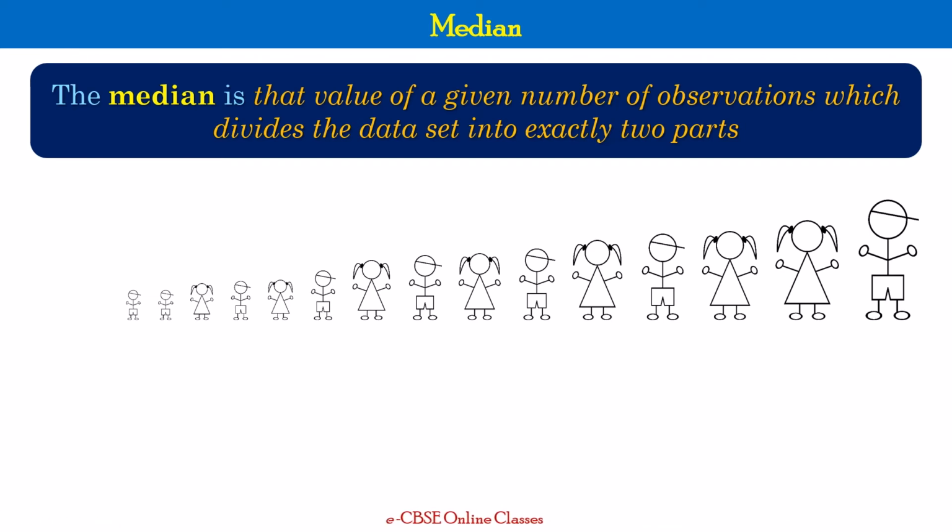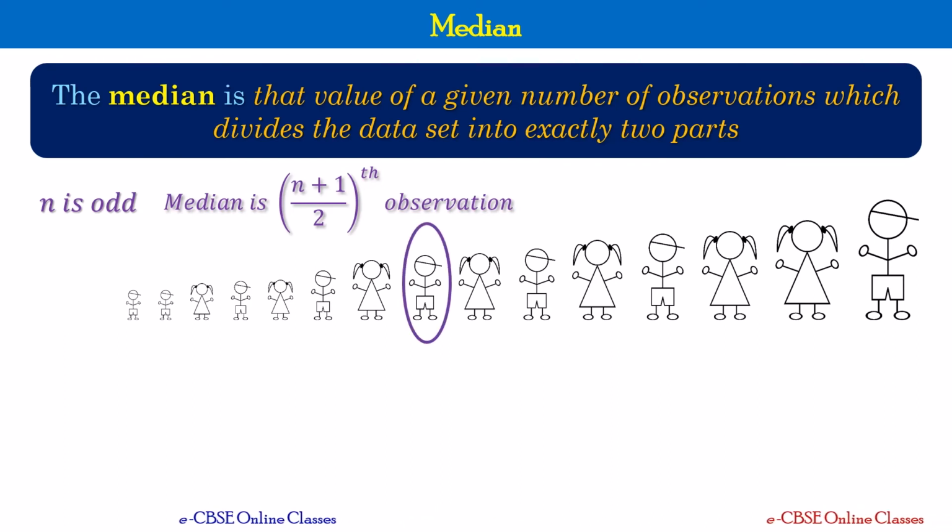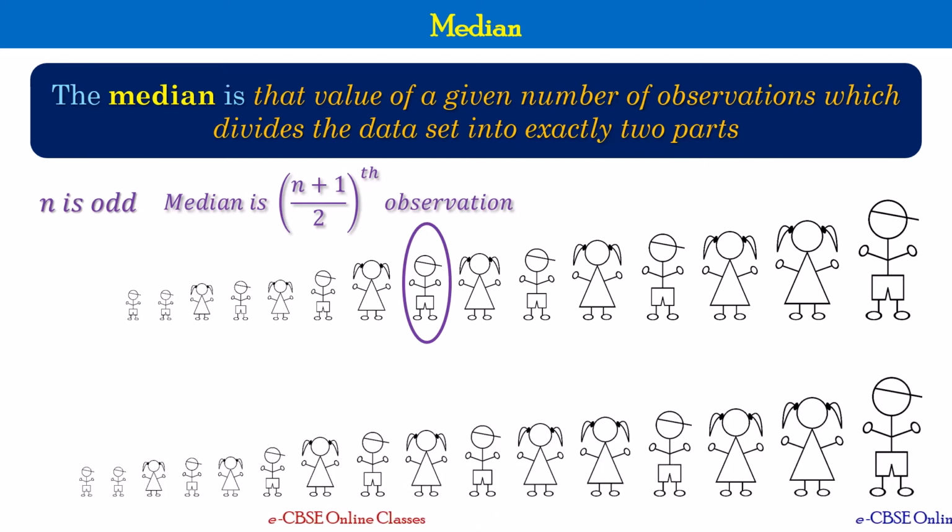Let me take heights of some students here. Here the total number of students is 15, which is an odd number. So when n is odd, you need to pick the (n plus 1) by 2th observation. So (n plus 1) by 2 here is (15 plus 1) by 2, that is 16 by 2. So the 8th observation. If I take the height of the 8th student after arranging them into ascending order, that will be my median.